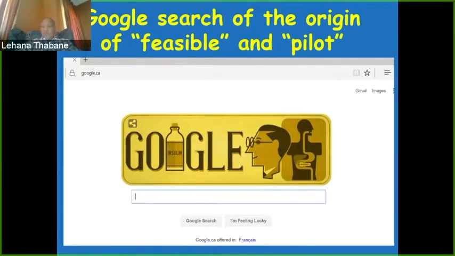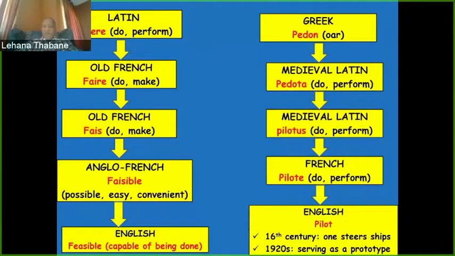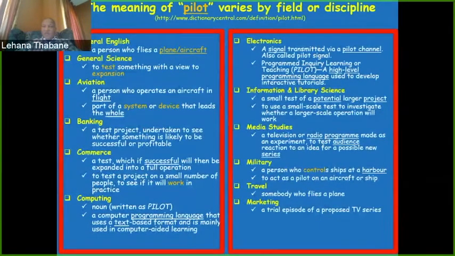If you do a Google search, everybody now uses Google as a noun and as a verb, and you're searching for feasible and pilot, one of the things you'll find is the word feasible has its origin from Latin, and the word pilot has its origin in Greek. And over time, it evolved into perhaps how we use it today, but previously both terms meant different things. Now, if you go further to search the word pilot, you'll realize that its use varies by discipline.